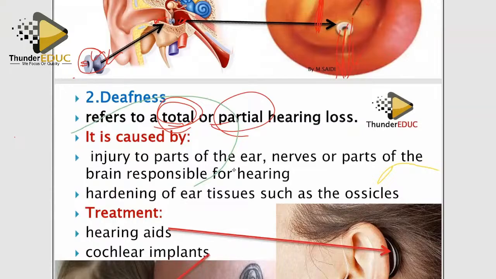Number two, it can be caused by injuries to part of the ear or the nerves or part of the brain responsible for hearing. In this case, that is the cerebral cortex. Say you have had an accident and this accident has caused you to lose hearing, or these parts are damaged.